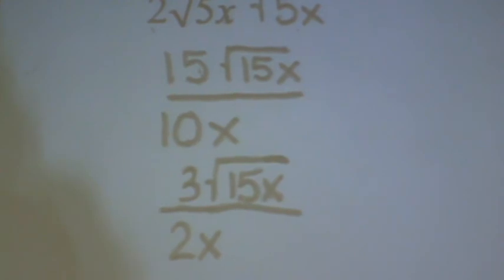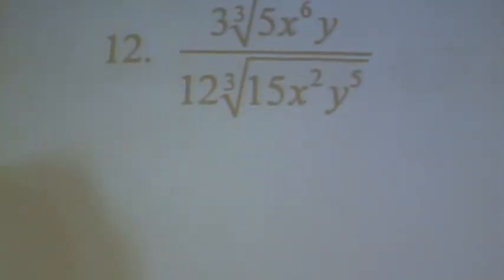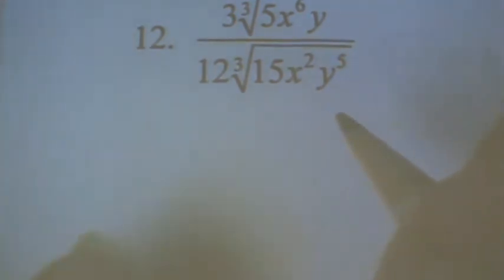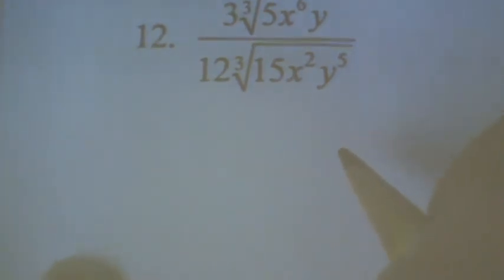Number 12 is difficult. Let's do it, and please be patient with me on this one. If you can do 12, you are a master simplifier. You got this. You have mastered this problem. This is the most challenging problem. Number 12.